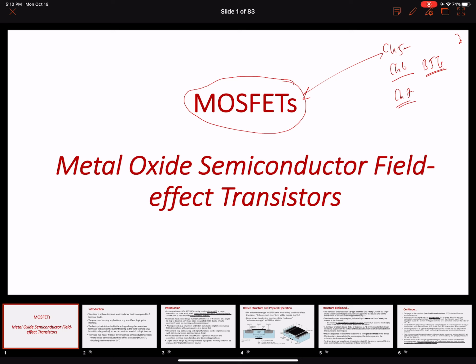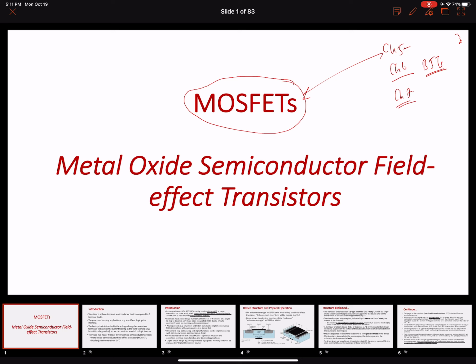We will also cover some of the MOS amplifiers topic from chapter number 7 right after chapter number 5. And once the MOSFETs topic is complete from chapter 5 and chapter 7, then we will move to the BJTs, chapter number 6. So we will cover topics from chapter number 6, and we will come back to chapter number 7 for the BJT related topics.